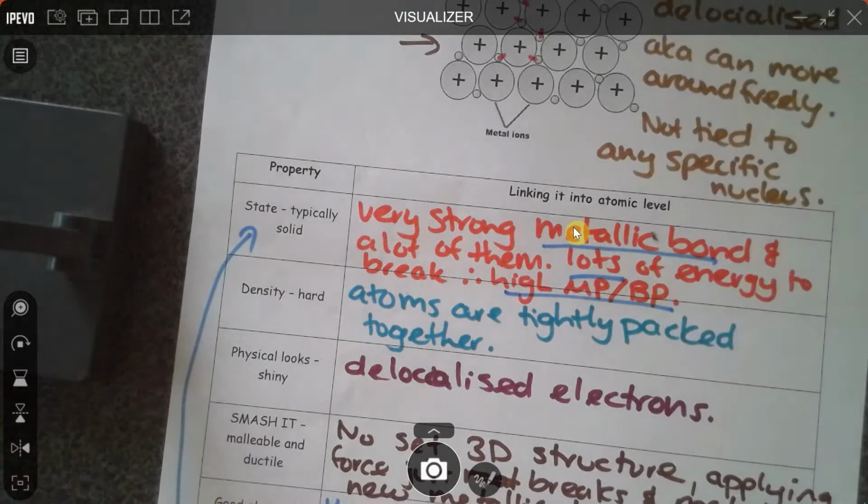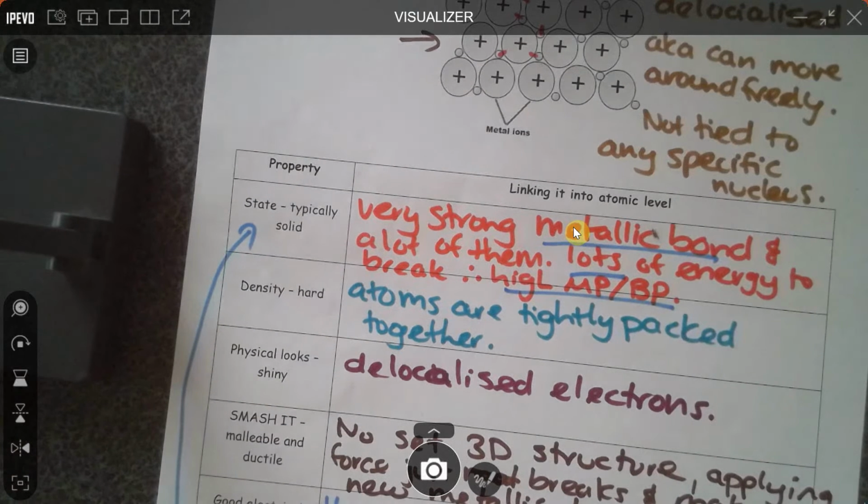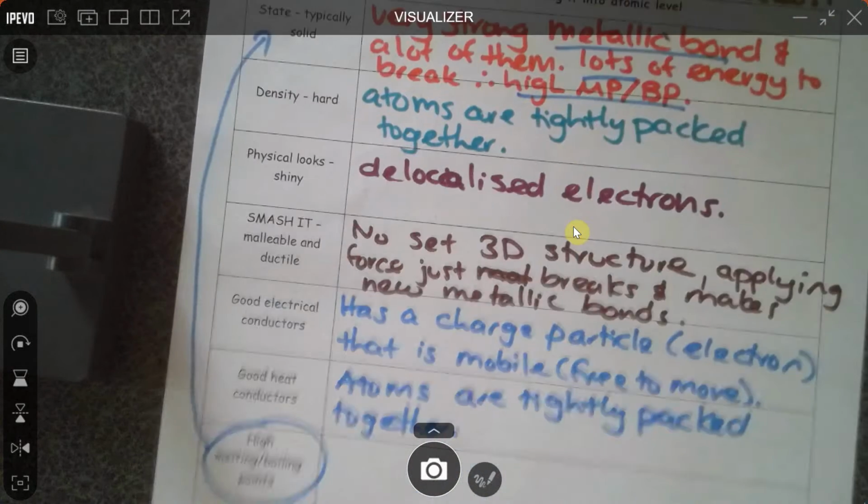Cool. All right, there's one more in there about solubility, but I'm going to hold off on that because I think it would be cool to watch some other videos first. And then we can talk about solubility at our last point.